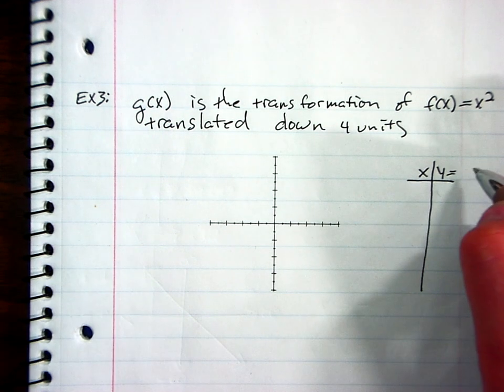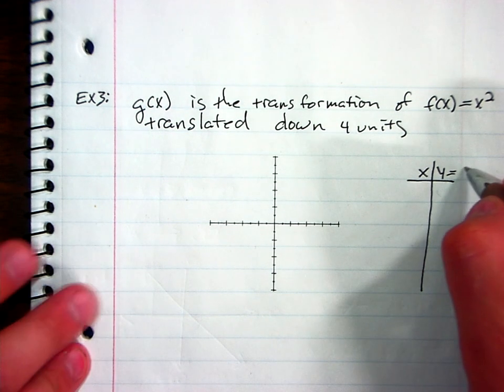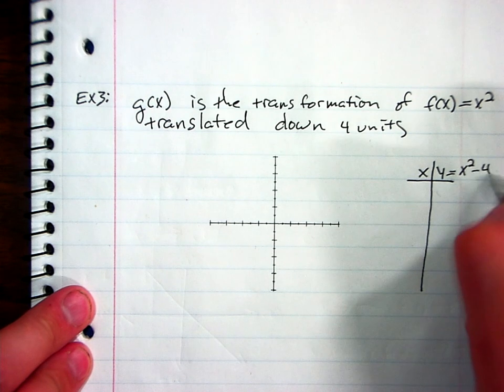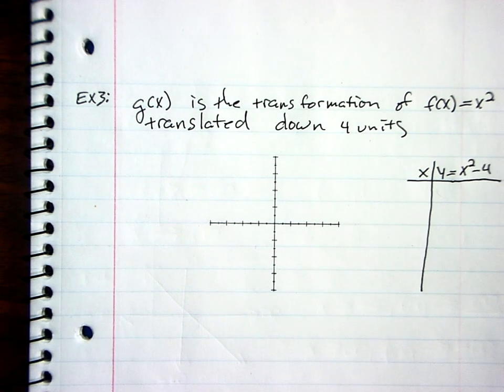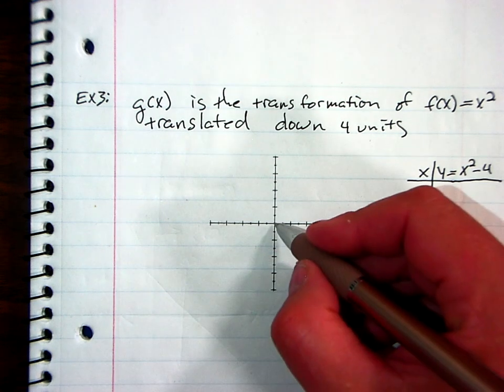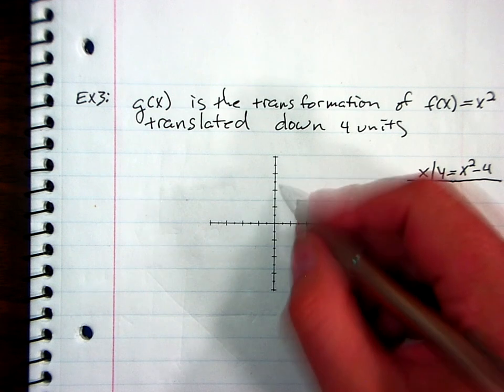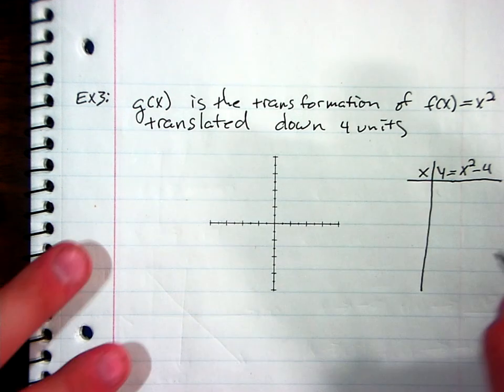So this is x squared minus 4. Because it's down, it's minus 4. There's no parentheses. So is anything telling us to go left or right? No. So I know it has to be on 0, or on 0 on the x-axis. So I'm going to use 0.